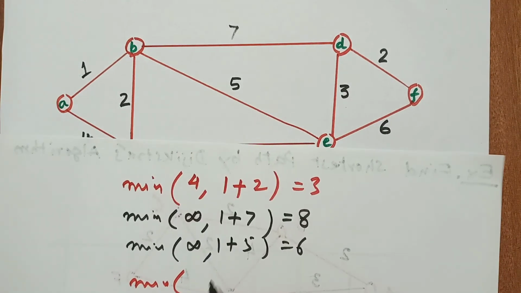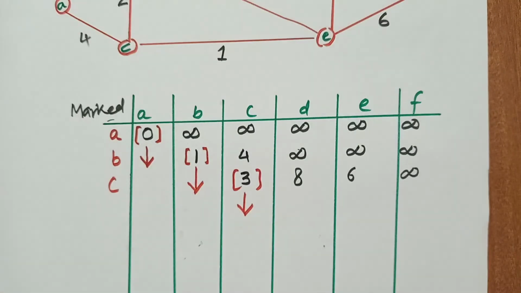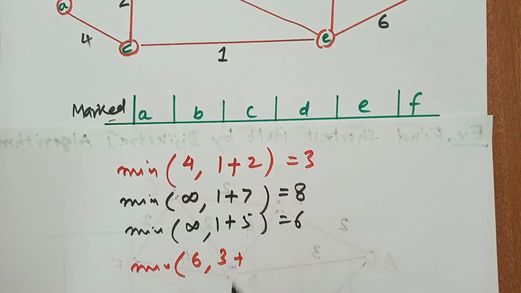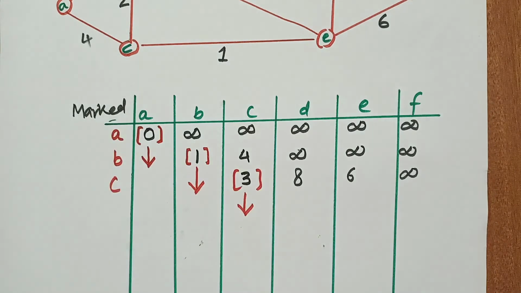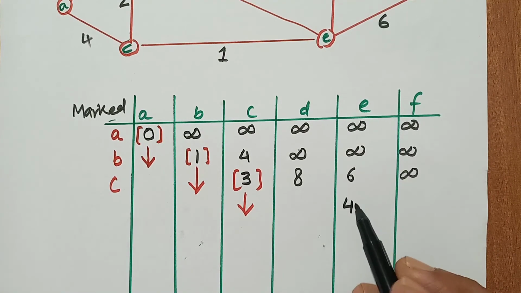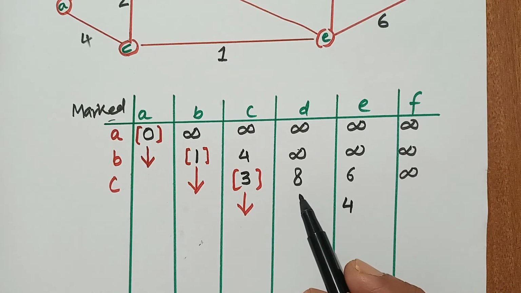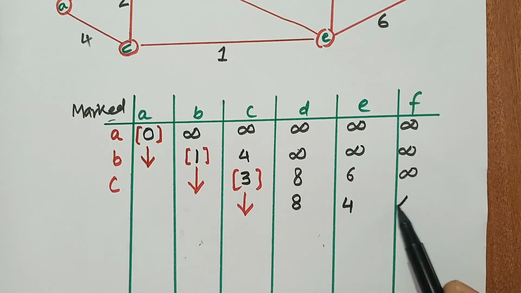So 6. And marked value. So what is marked value? Marked value is 3. So here we write 3 plus what is the weight? 1. So 6, 4. Minimum of 6 and 4 is 4. Okay. So we will write here C to E 4. And remaining vertices we will write as it is because no direct connection. So this is 8 and this is infinite.